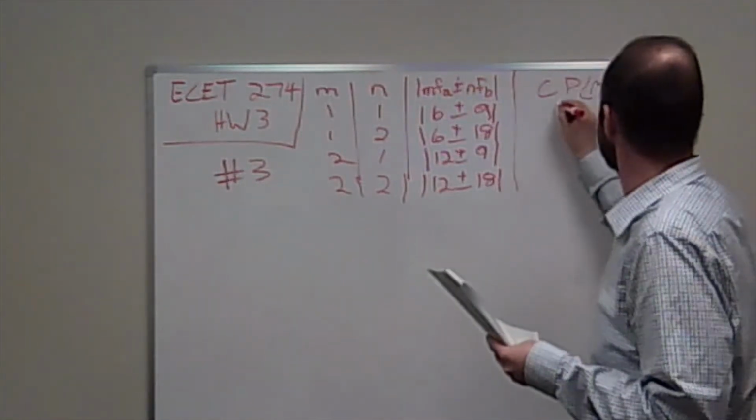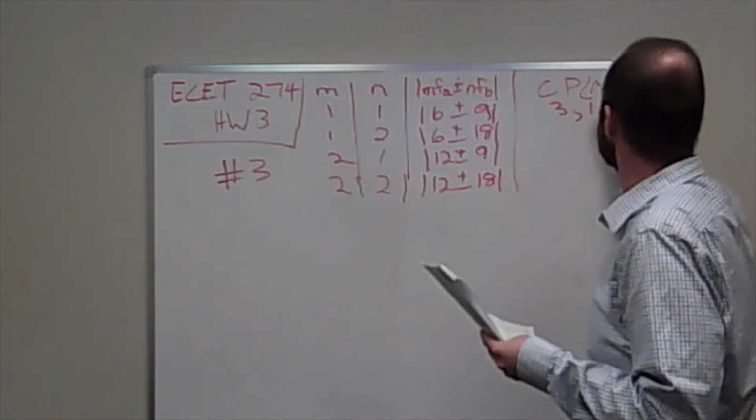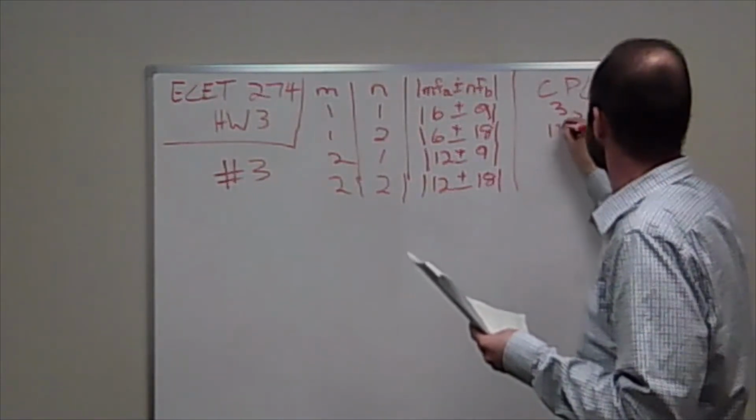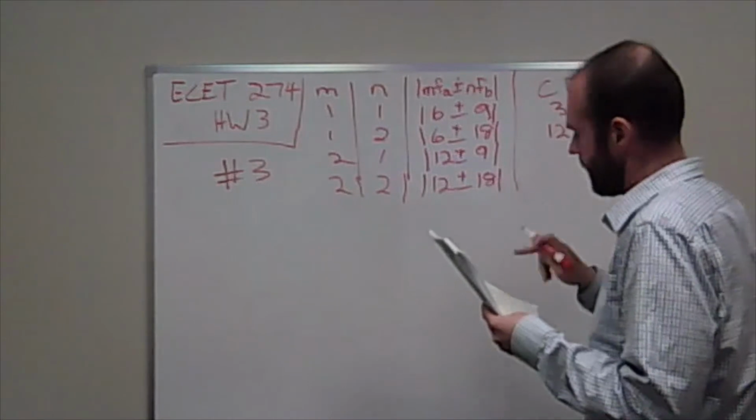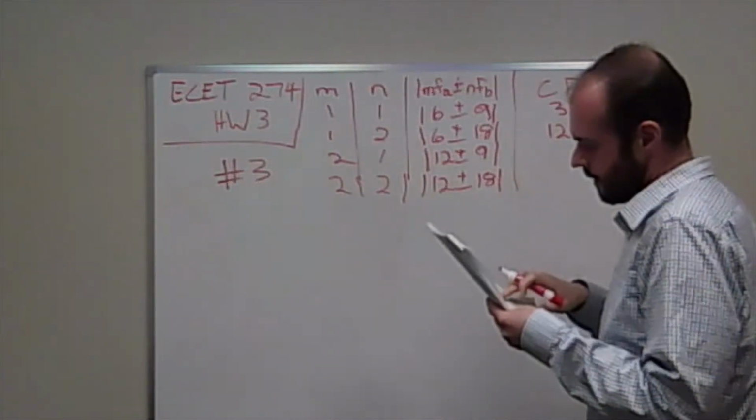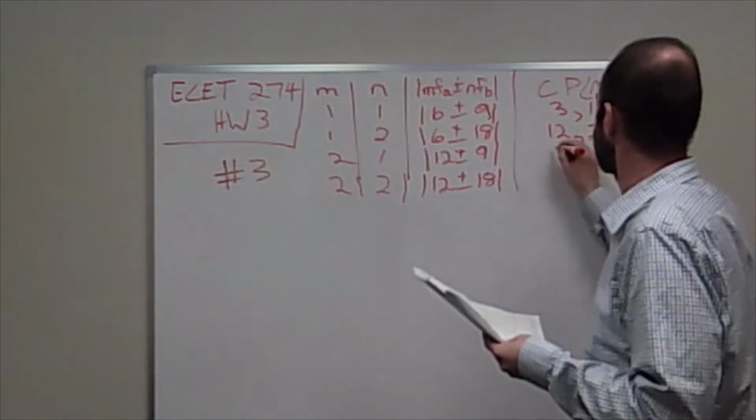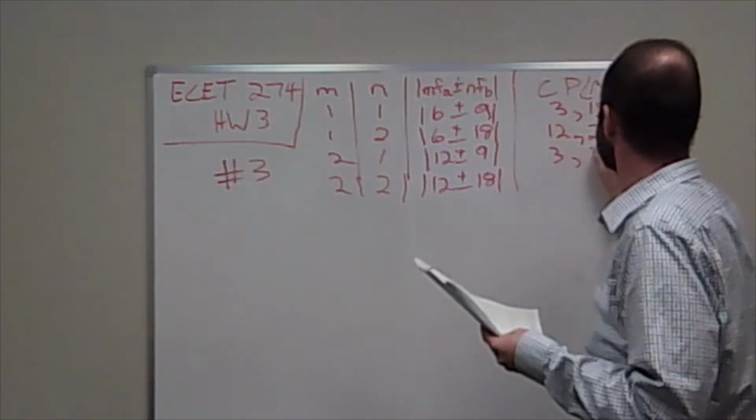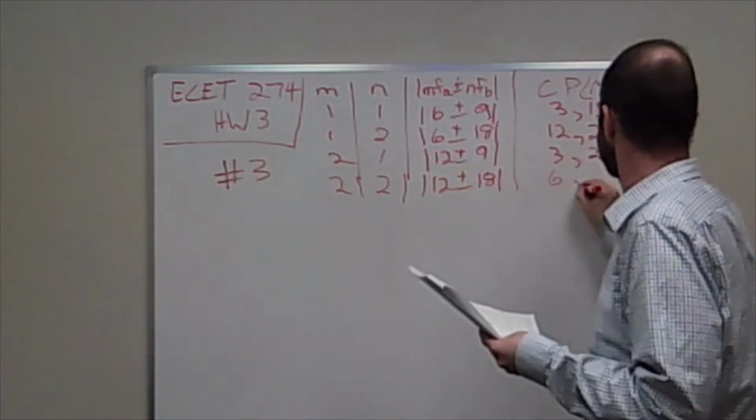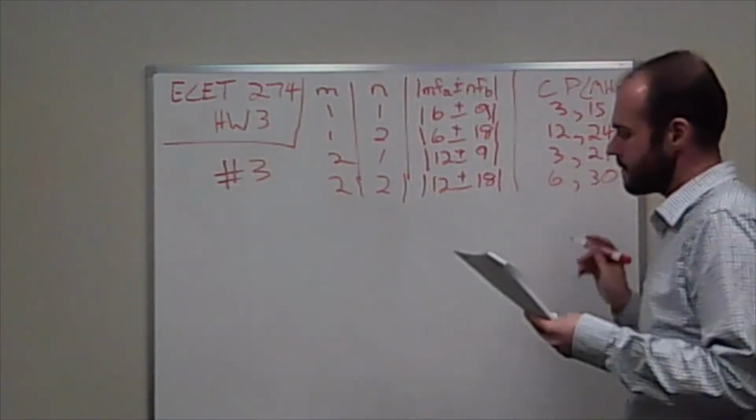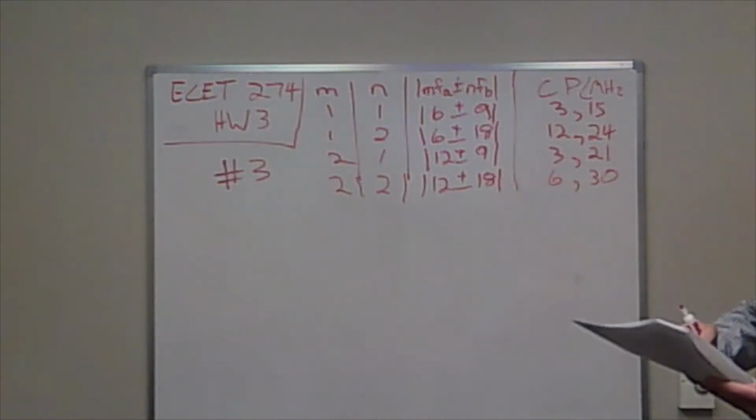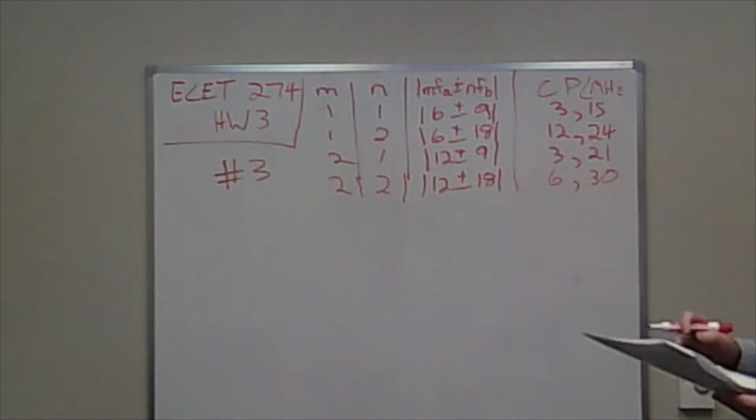We end up with 3 and 15. Then we have 12 and 24. 3 and 21, and 6 and 30. For our calculations of the cross product. So those are where those cross products are occurring.